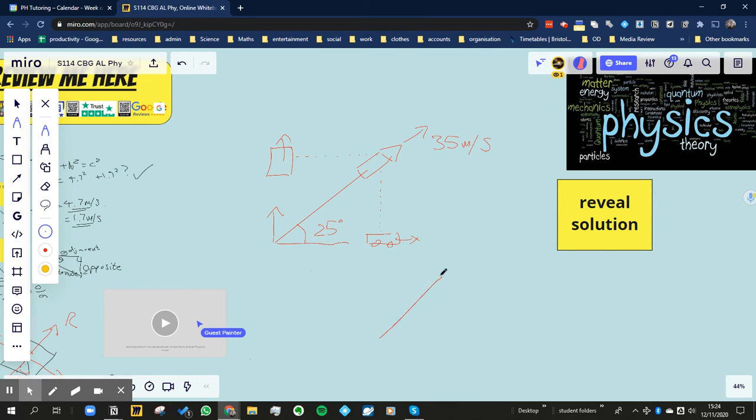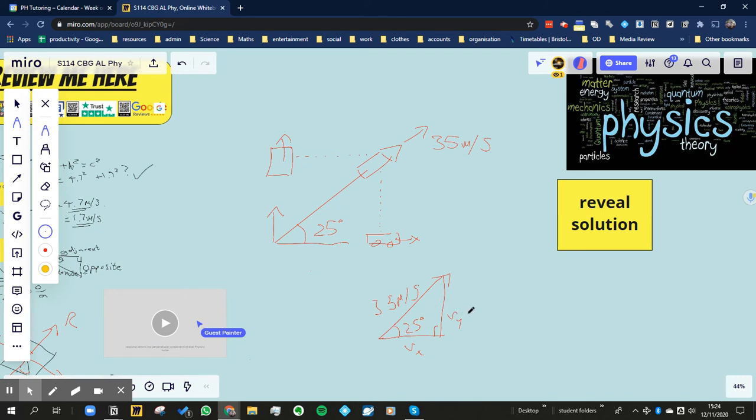So we can draw a triangle like this, and that would be Vx, that would be Vy. Vx is going to be the speed of the car, Vy is going to be the speed of the elevator. This would be the speed of the rocket, 35, and then the angle would be 25.